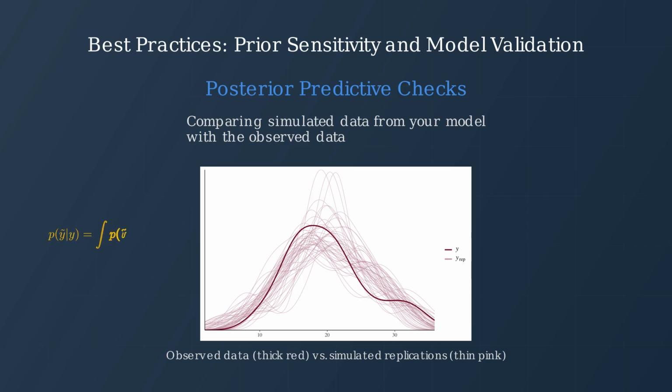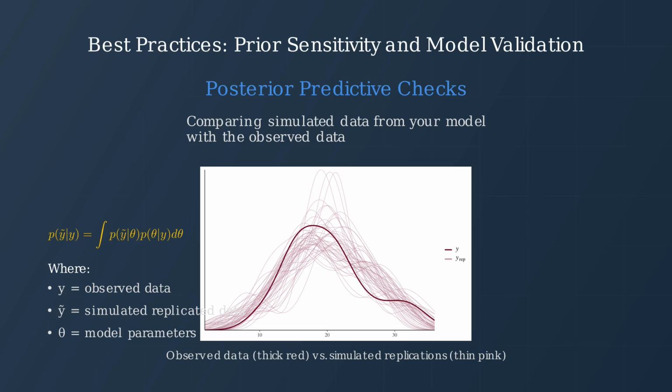The posterior predictive distribution involves integrating over all possible parameter values, weighted by their posterior probabilities. This formula shows how we generate simulated data based on our posterior distribution of parameters.